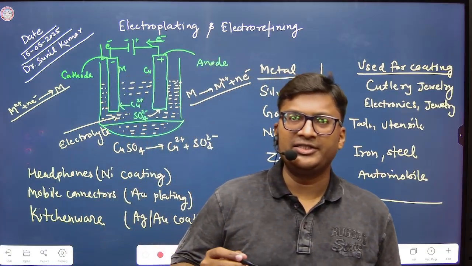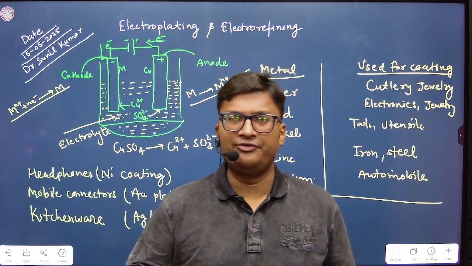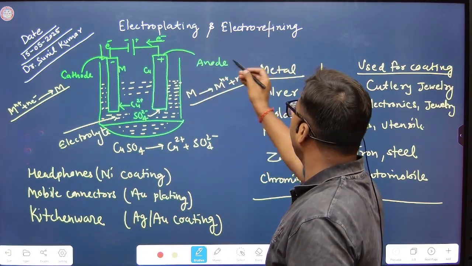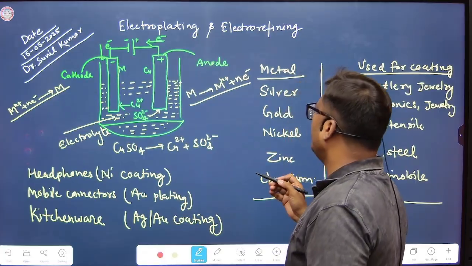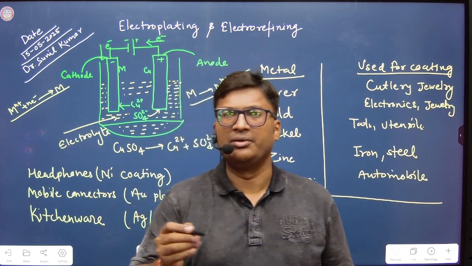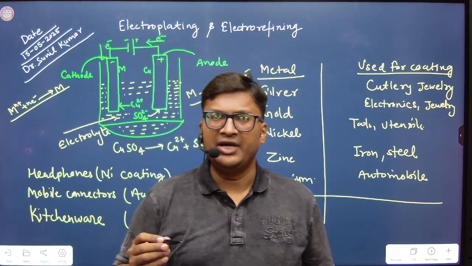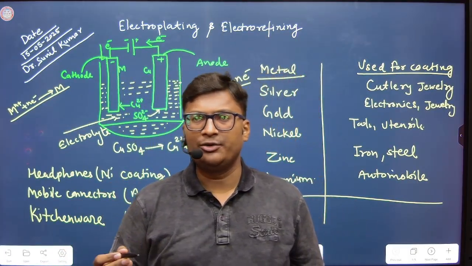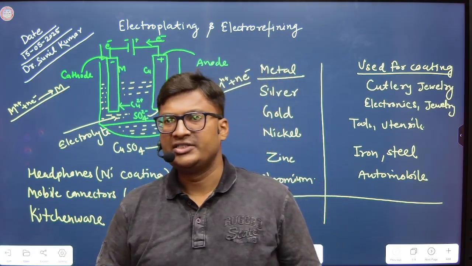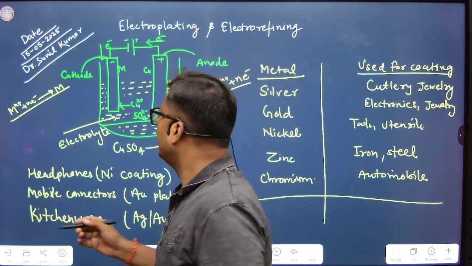In this video lecture, we will focus on electroplating and electrorefining, right? Electroplating and electrorefining are related to electrolysis in electrochemistry. As in the previous lecture, we have discussed electrolysis in the electrolytic cell. So that is a central or focus theme in electrochemistry, right?